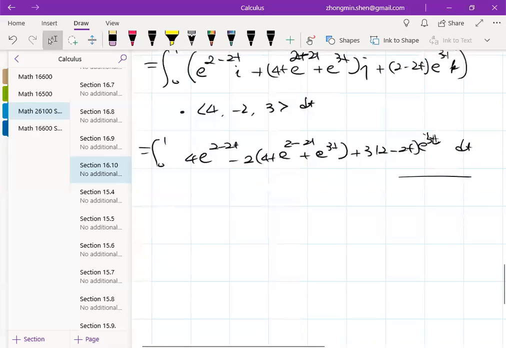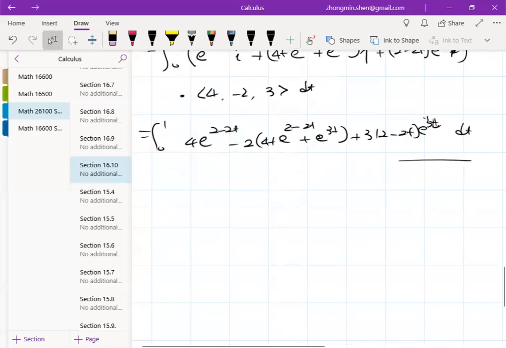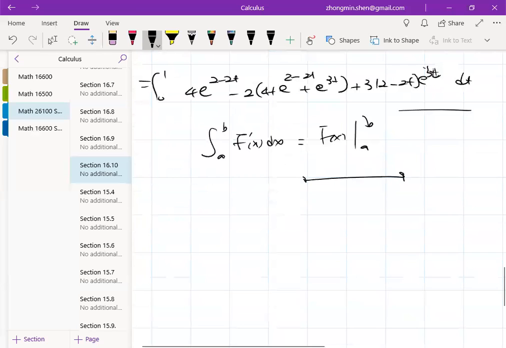Now we move on to the next theorem. Let's go back to the integral. We evaluate the two endpoints. This is the fundamental theorem of calculus. Okay, so this is talking about just a line integral, right? It's an interval.